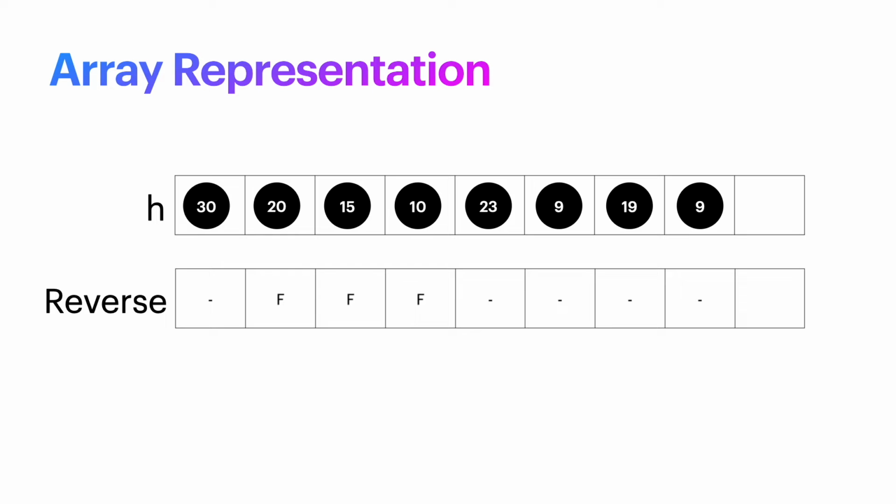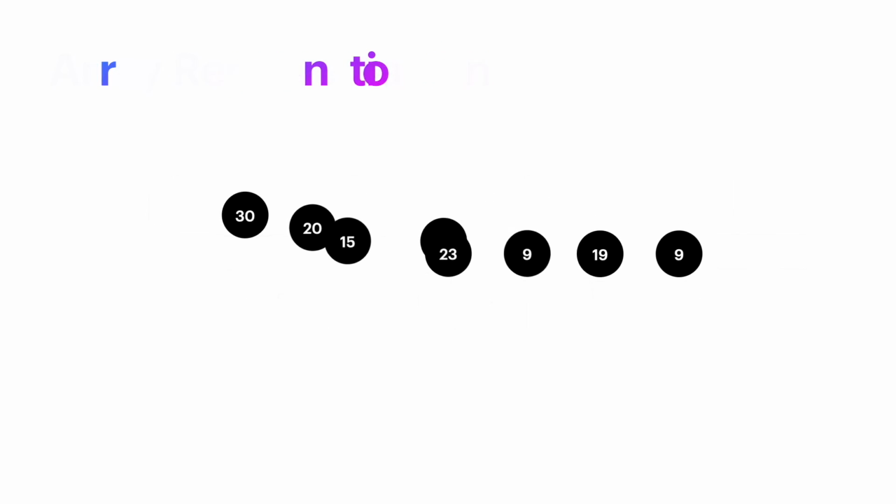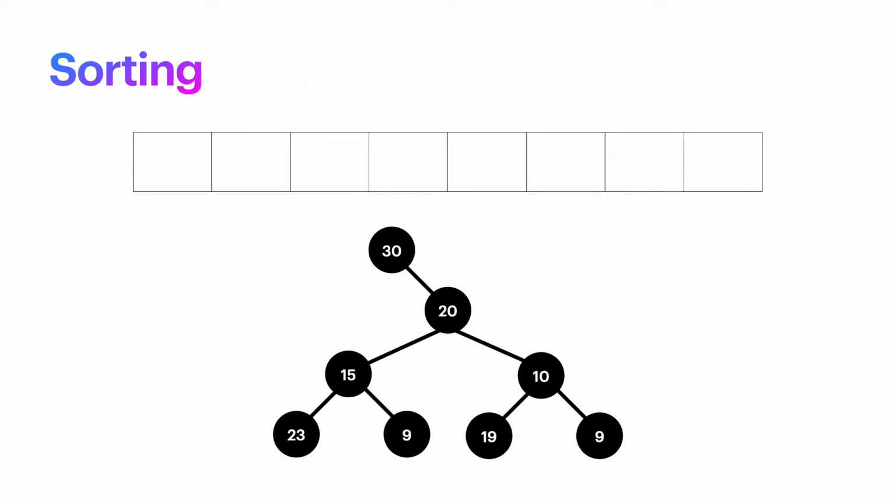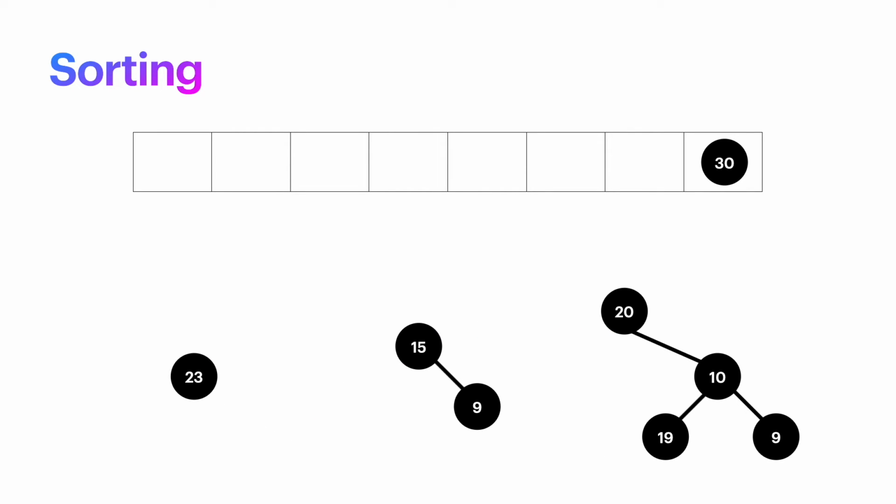Alright, now that we know the array representation and how to merge, we can go ahead and look at how sorting works. The first step when sorting is always to take the head of the tree and move that to the last position in the array. Then we need to go ahead and break these two branches so that we can disassemble the tree and then merge it all back together.